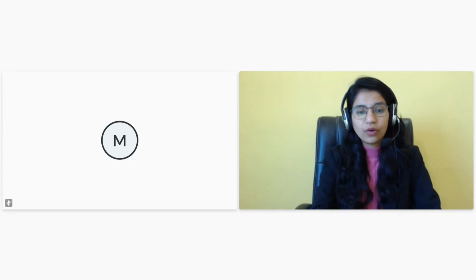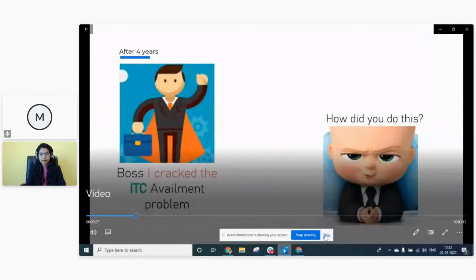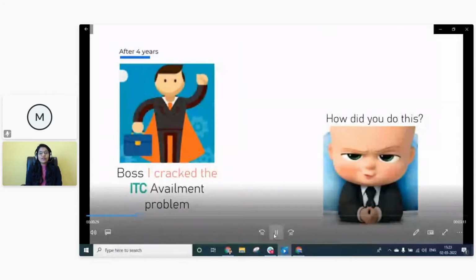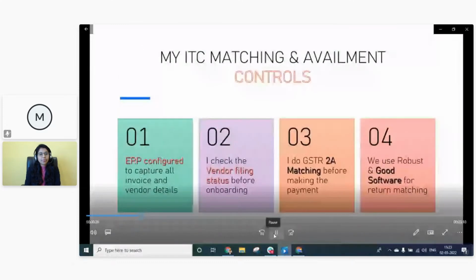But now let's go with our today's session, which is section number 38. Let's talk about that, which is an important part. So till now, we have cracked this ITC availment thing. We know there were some ERP configurations. We have checked the vendor filing status. We have even done the recon between 2A and 2B. We have the best software also. So all of these things are done.